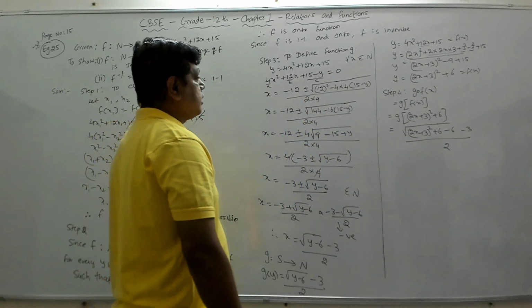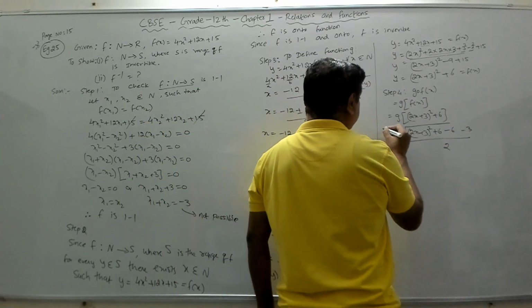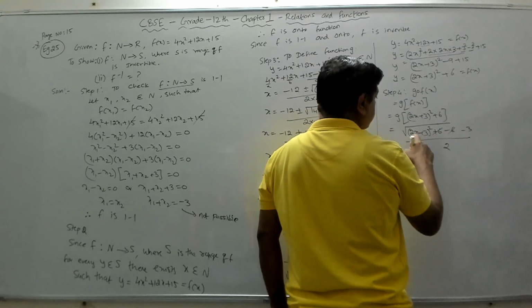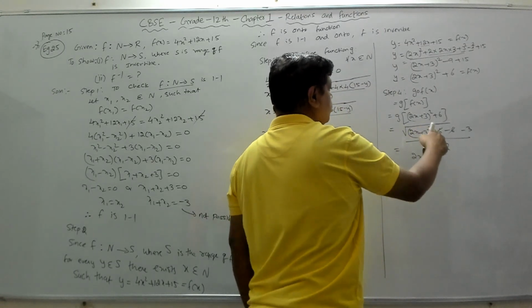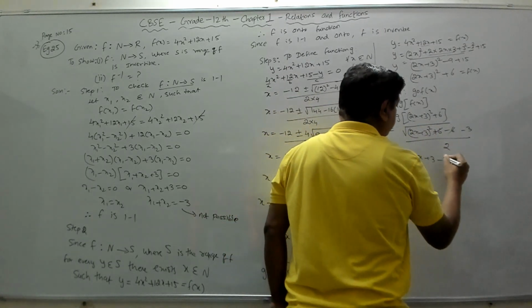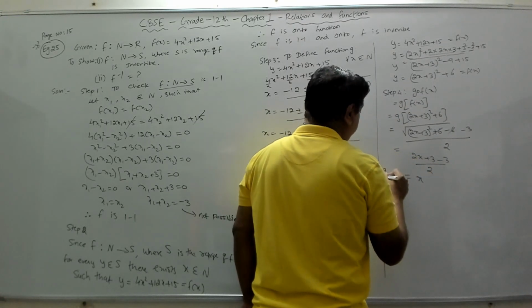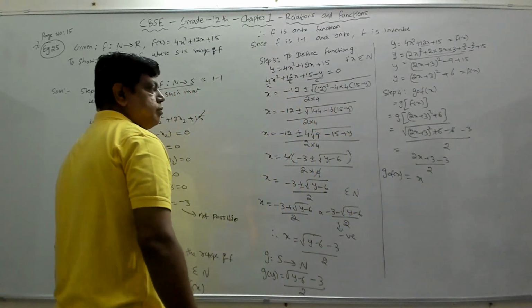y minus 6 minus 3 by 2. That is your g. g of this is equal to, now here plus 6 minus 6 will get cancelled. So this will become 2x plus 3, because 2x plus 3 the whole square root will give you 2x plus 3. This is minus 3 by 2. Finally, you will get it as x. So your g of f of x gives you x.